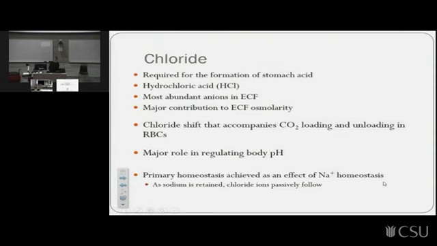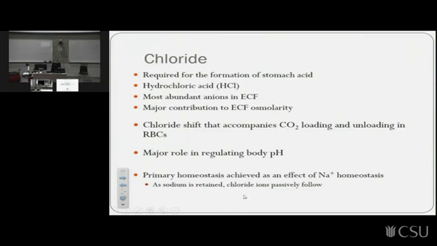And chloride is required for the formation of stomach acid. So this is hydrochloric acid, which is the most abundant anion in the ECF, so extracellular fluid, and major contributor to ECF osmolarity. So the chloride shift that accompanies carbon dioxide loading and unloading in red blood cells. So obviously the chloride is going to have a major impact on the chloride shift, which is a form of maintaining the blood pH.